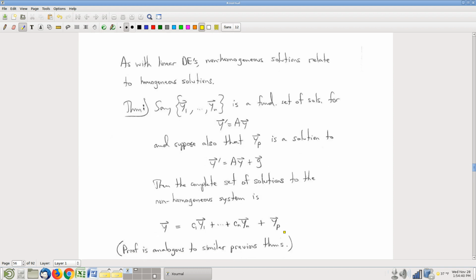Hopefully no surprise, but the analogy continues with Chapter 4, in that if you want to find the complete set of solutions to a non-homogeneous equation, such as this one, that's non-homogeneous because of this G sitting right here, what did we do in Chapter 4? Well, we stated and proved a theorem about a particular solution and a corresponding set of homogeneous solutions, and how you can just bring them together.